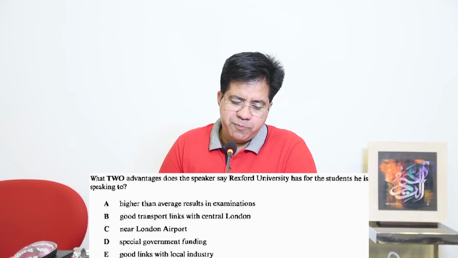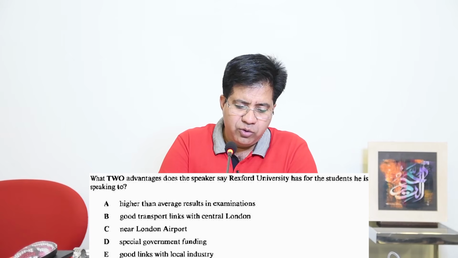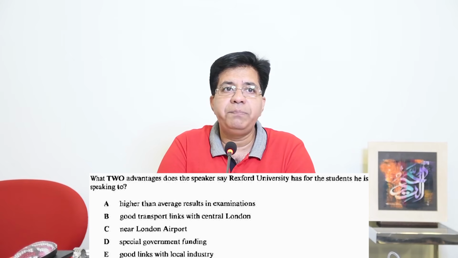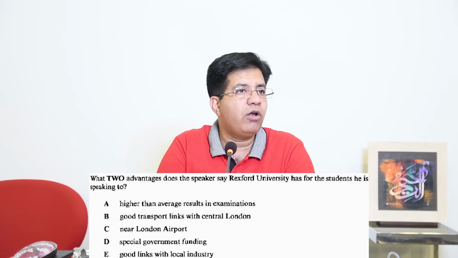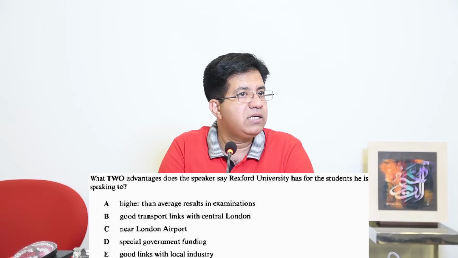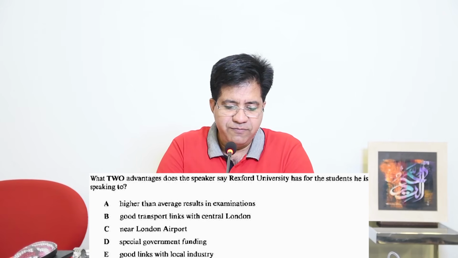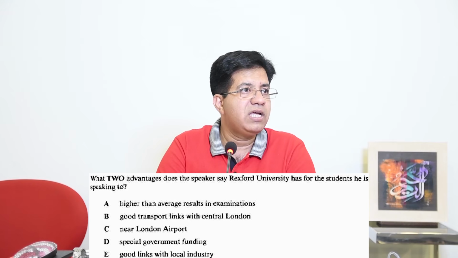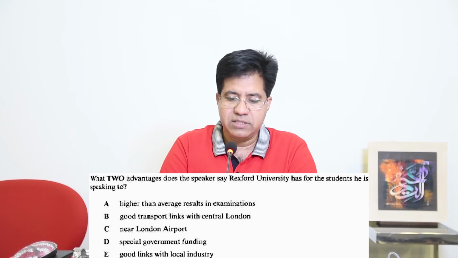Option B, good transport links with central London. Now if he says we've got a number of buses to London and you can always find it convenient to go to London using one of these buses, then this is the right answer. And if he says, well, at the moment we don't have any good transport service, we've got only 1 or 2 buses and they are very slow, then this is not the answer.